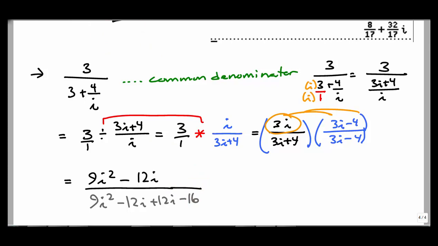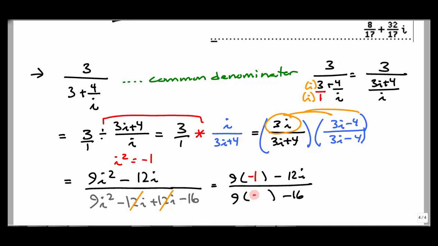Now what happens when you multiply by a conjugate is things cancel, and that's what's happening here. And then of course we want to remember i squared is equal to a negative 1. So here we have a couple of negative 1's that we can plug in there. Again, i squared is equal to a negative 1. So in the numerator I have a negative 9 minus 12i. And in the denominator I'm going to have a negative 9 minus 16, which is a negative 25.